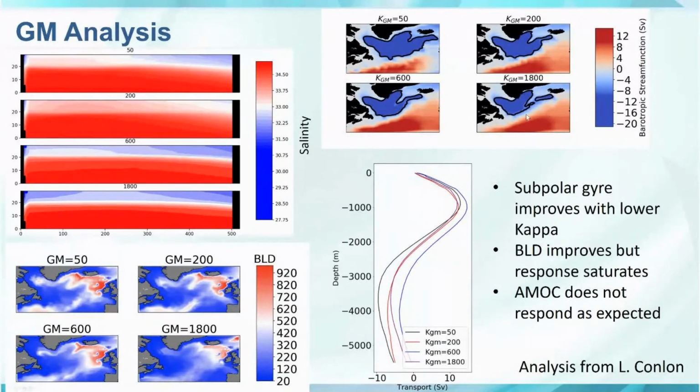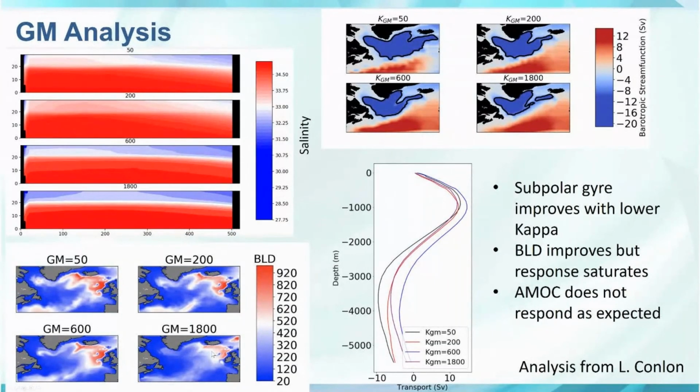For example, here in the upper right, this is an analysis of the subpolar gyre size. So in the 1800, we're pretty weak. We lose the subpolar gyre in the east, and we have some still here in the west. And as we lower that down, the subpolar gyre does get better. We also see improvements in the boundary layer depth, an indication of more convection.